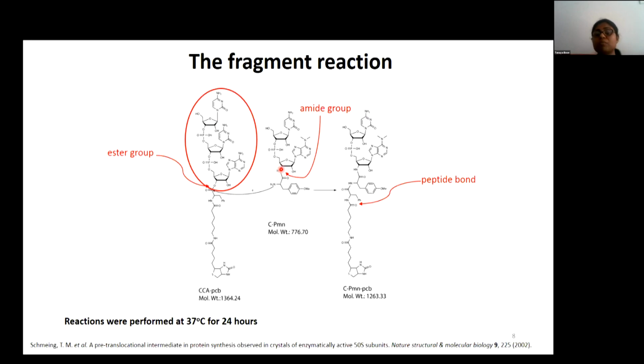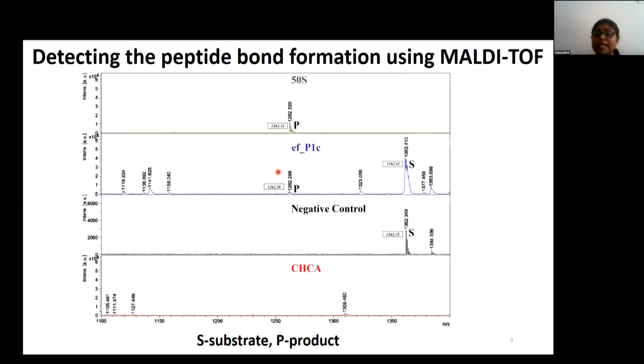So what does this amide bond do? This stops further reaction, which makes it easier for us to evaluate or analyze the samples. All the reactions with all the 13 RNA constructs that were designed were performed at 37 degrees for 24 hours. Next, after the reaction, we analyzed all of the samples using MALDI-TOF. For 50S, which was our positive control, we see a product at the calculated mass, but we do not see any starting material.